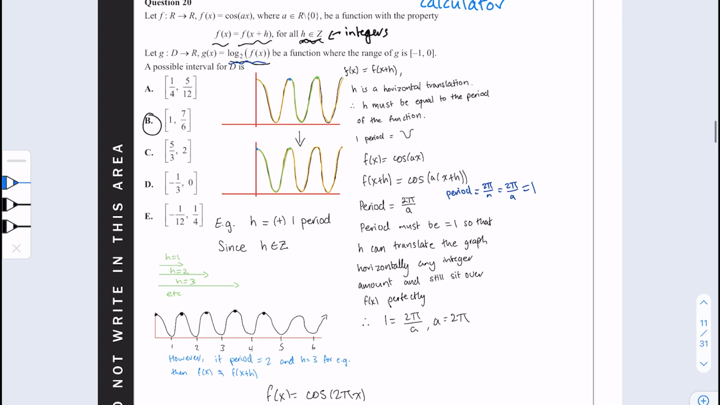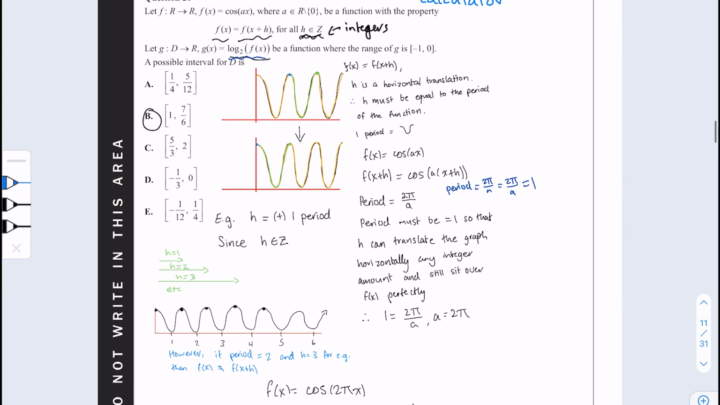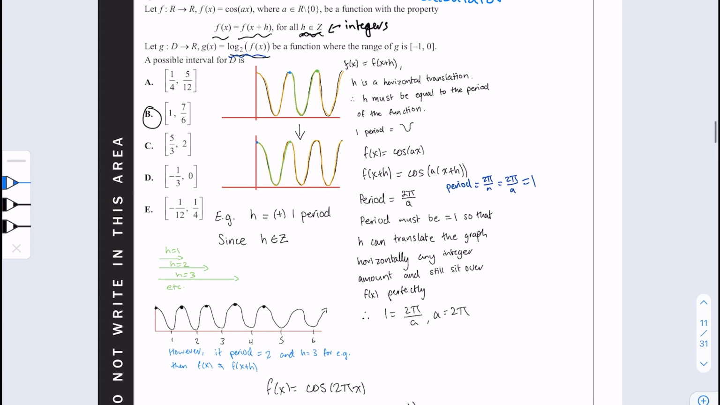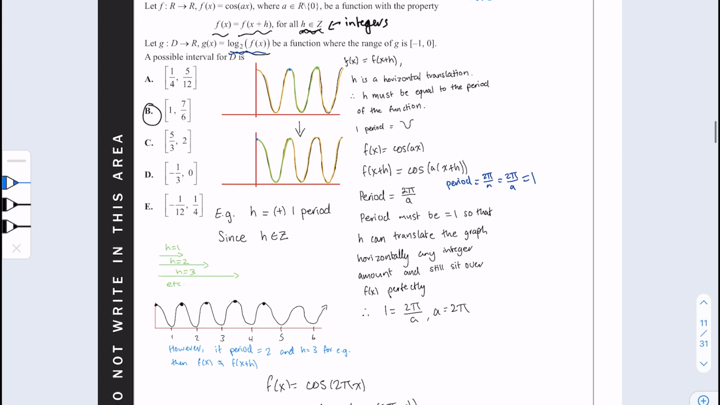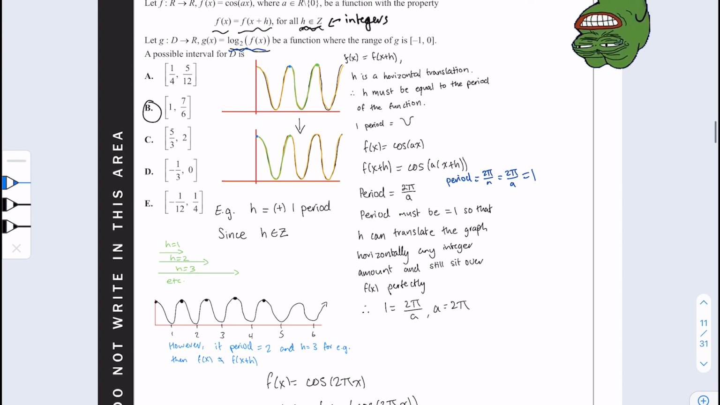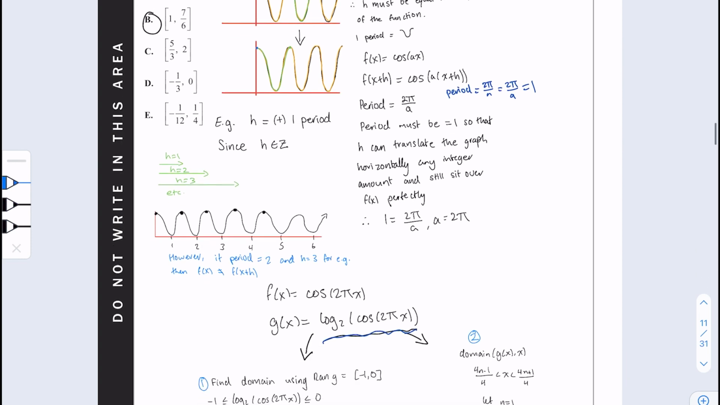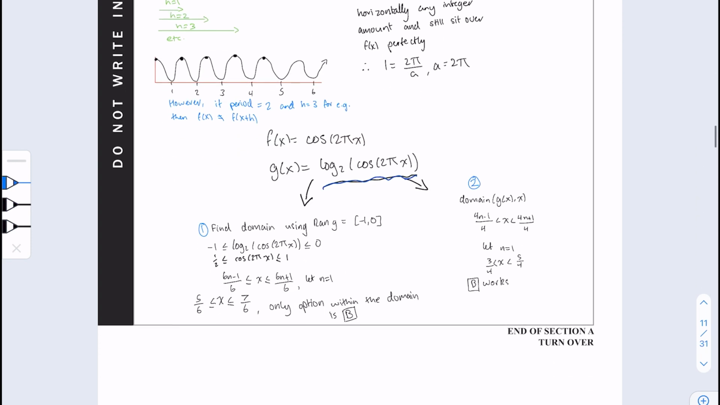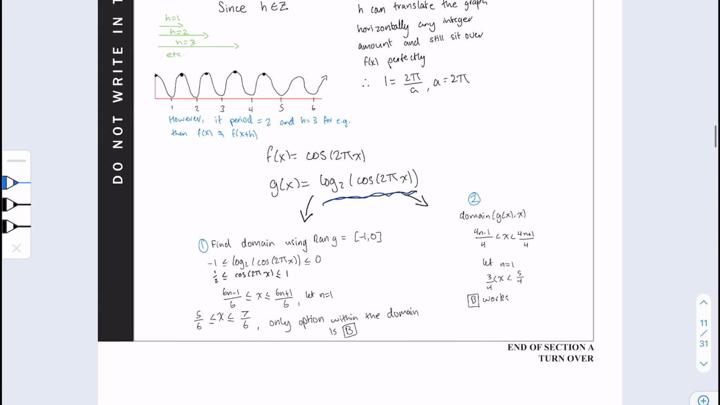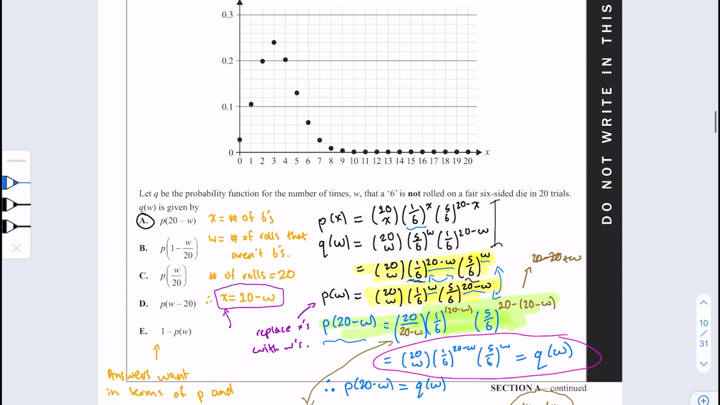So with this question, the tricky thing was realizing what value h should be. You have to realize the period must be an integer, and it must be 1 specifically. That was really hard. You have to have a really good knowledge of translation and the fact that cos has a period. Cos is a periodic function. And then apart from that, that one wasn't too hard.